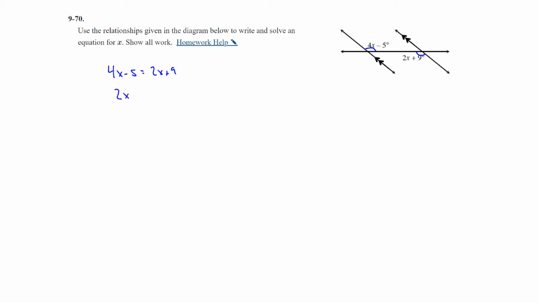I'm going to subtract 2x from both sides. And then I'm going to add 5 to both sides. Divide by 2. X is equal to 7. And that would be 7 degrees.